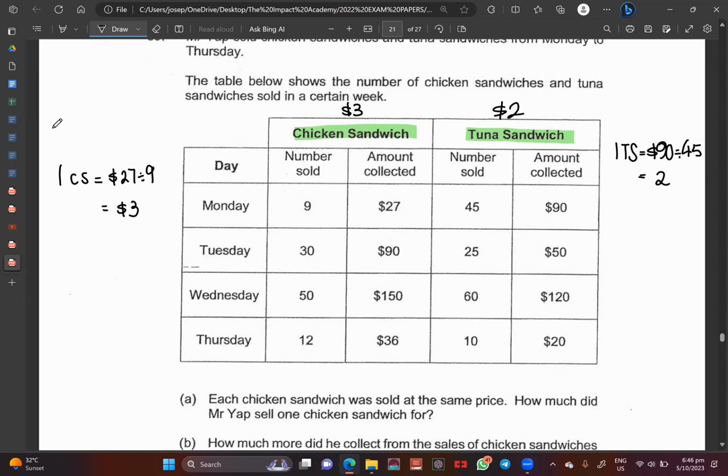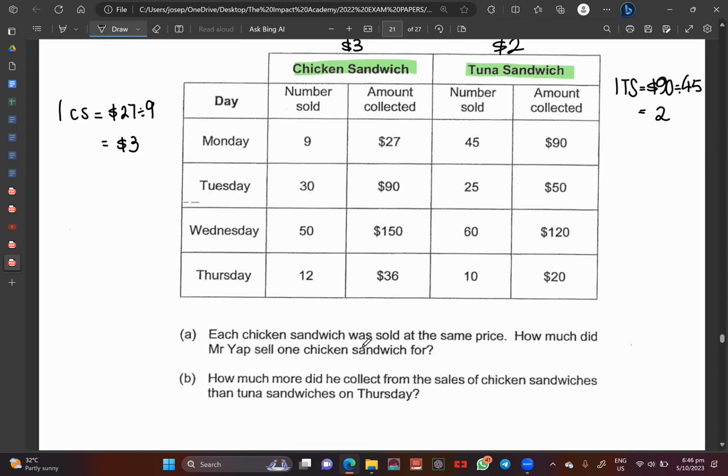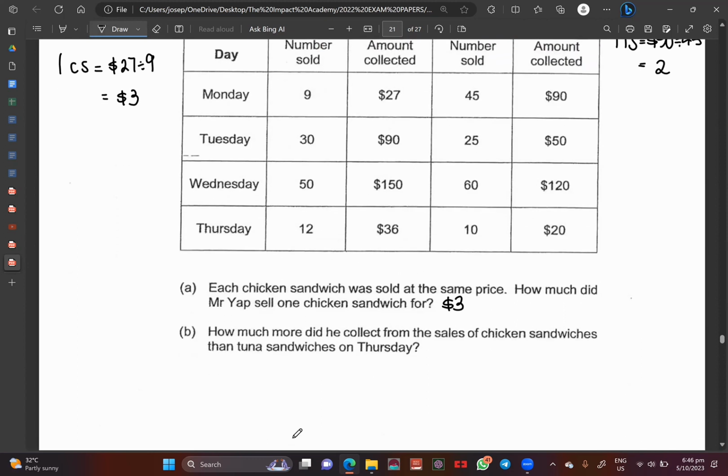Now, the question says, each chicken sandwich was sold at the same price. How much did Mr. Yap sell one chicken sandwich for? Oh, wow, I actually got to my answer without even reading the question. And you can do so too. Now, in B, it says, how much more did he collect from the sales of chicken sandwiches than tuna sandwiches on what day? Thursday.